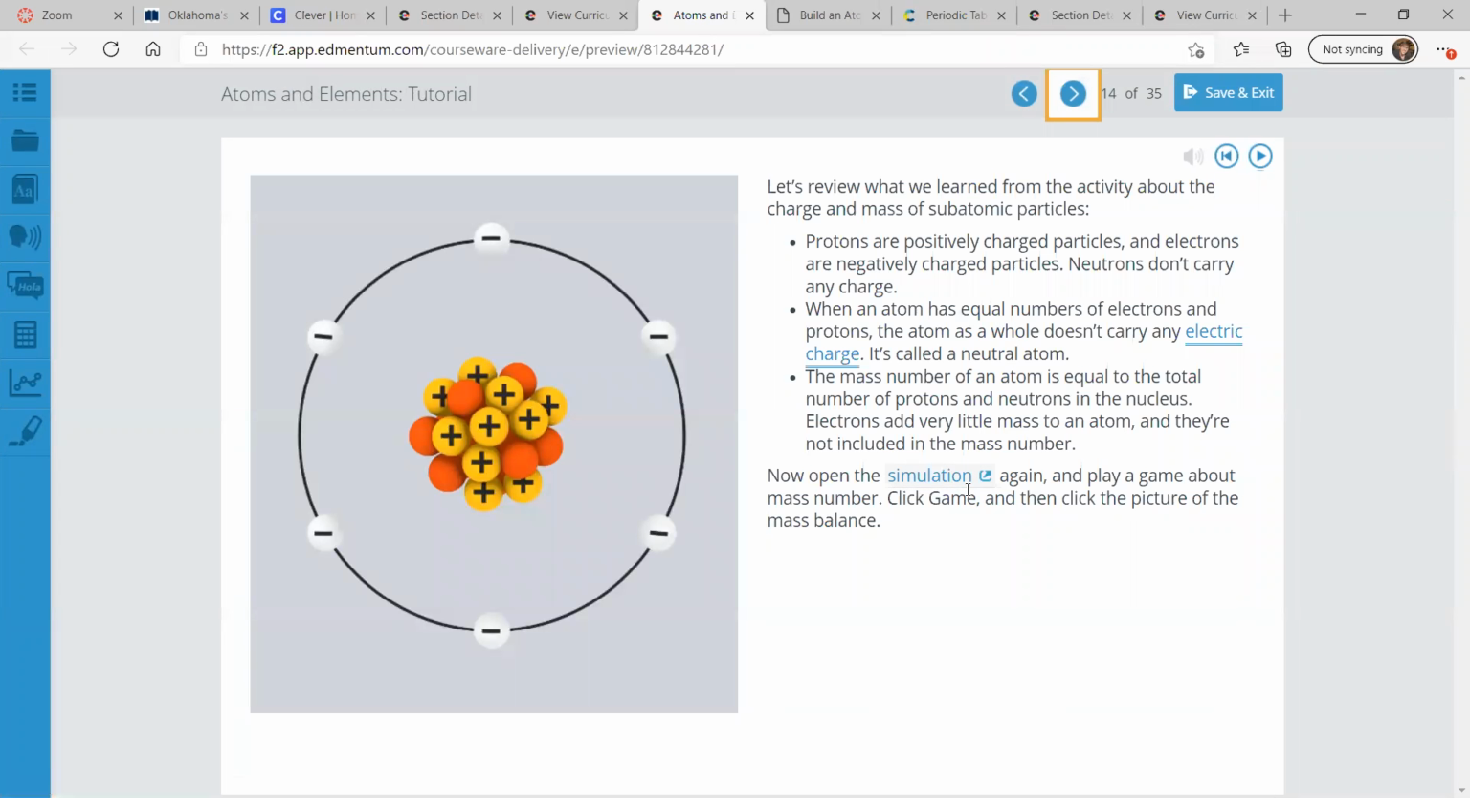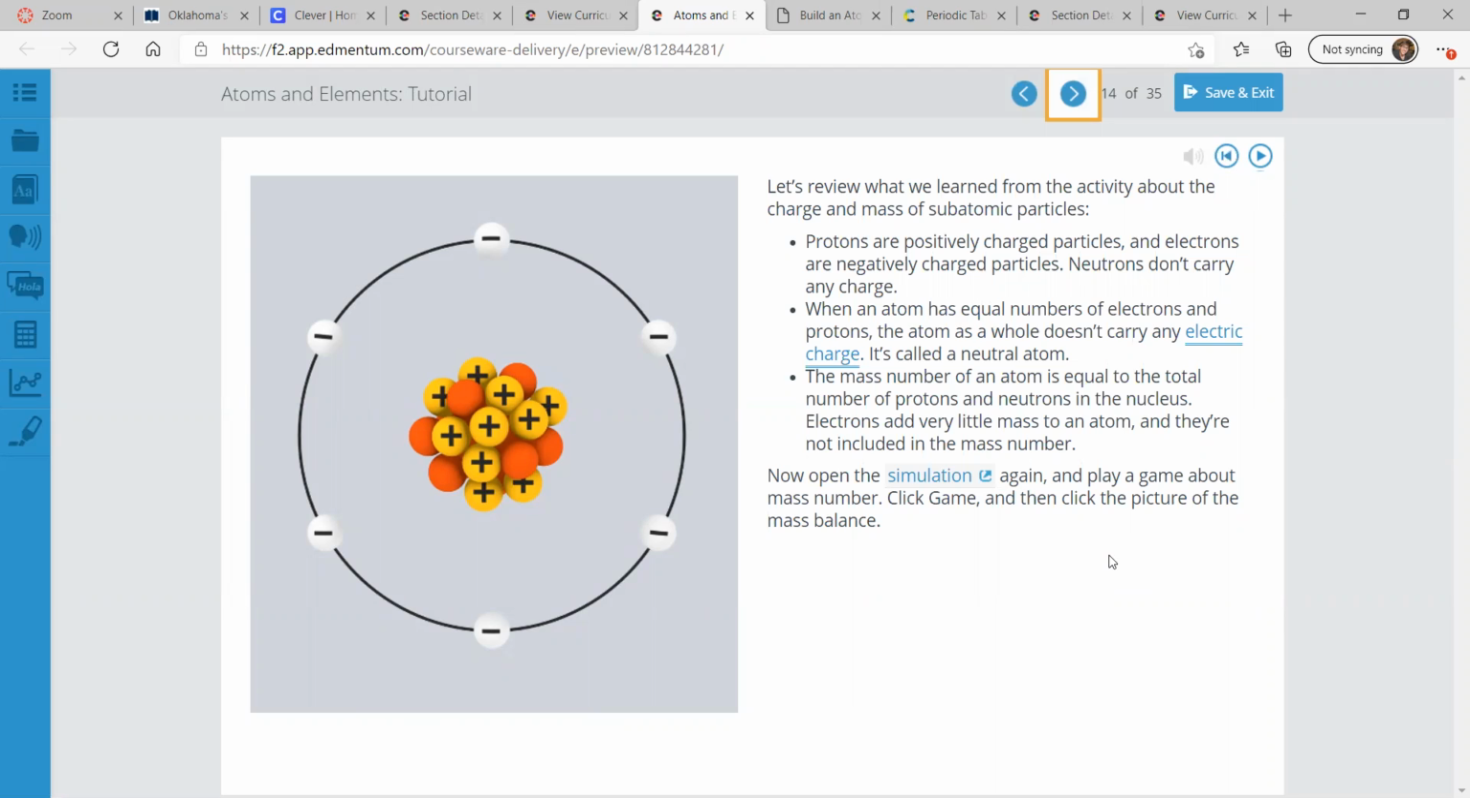So let's review what we learned from the activity about the charge and mass of subatomic particles. Protons are positively charged particles. Electrons are negatively charged particles. Neutrons are neutral. They don't carry any charge. When an atom has equal numbers of electrons and protons, the atom as a whole doesn't carry any electric charge. That is what is called a neutral atom.